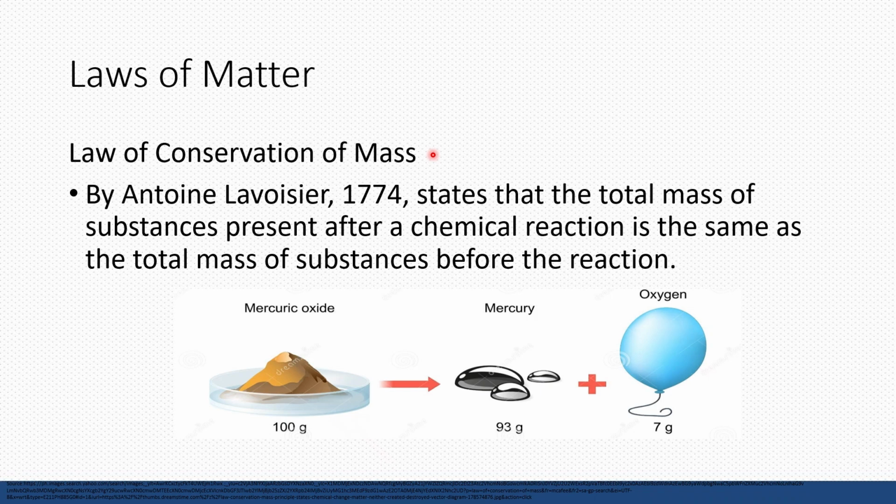Now, when forming compounds, there are laws of matter that must be followed. First is the law of conservation of mass by Antoine Lavoisier, which states that the total mass of substances present after a chemical reaction is the same as the total mass of the substances before the reaction. For example here, let's say you have 100 grams of mercuric oxide. After the reaction, it would produce mercury and oxygen, but if you combine the mass, it would lead to the same mass as before the chemical reaction happens.